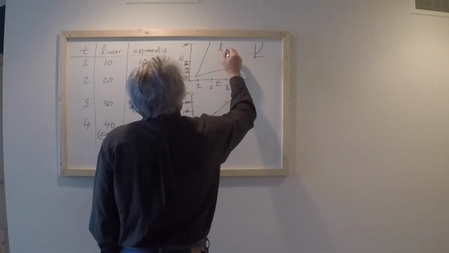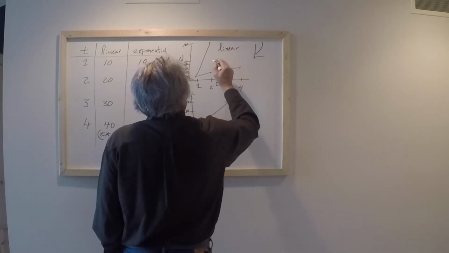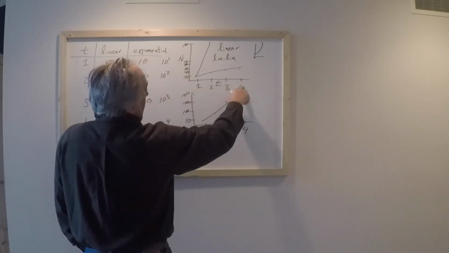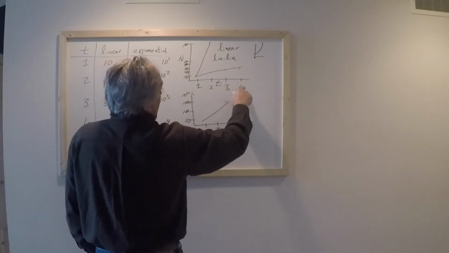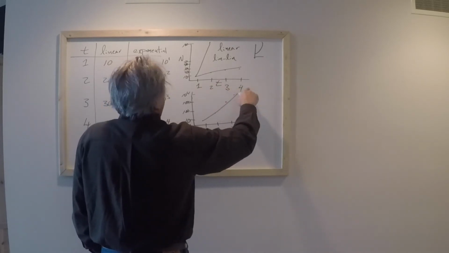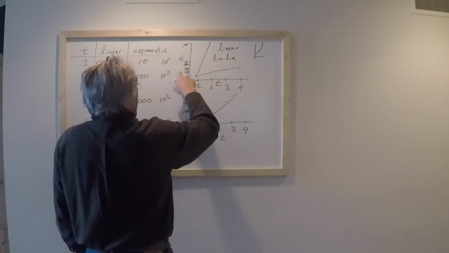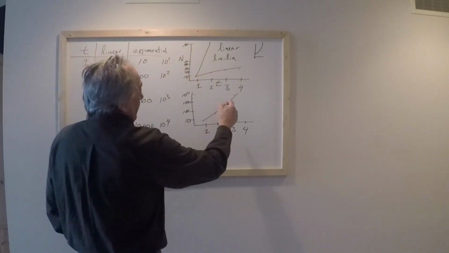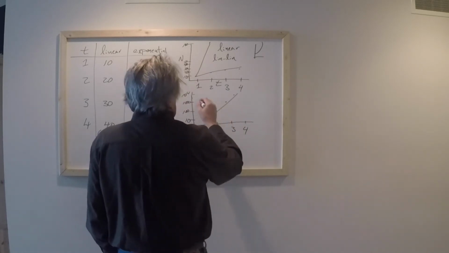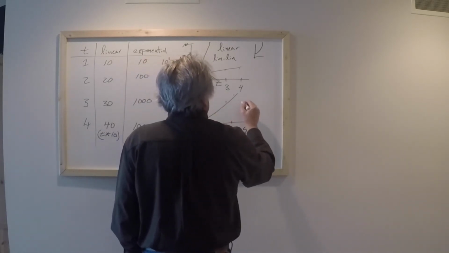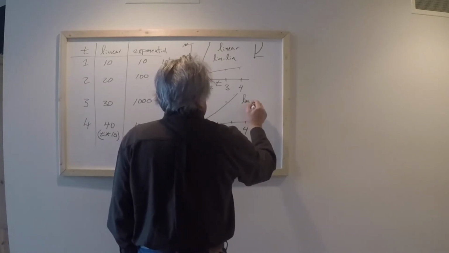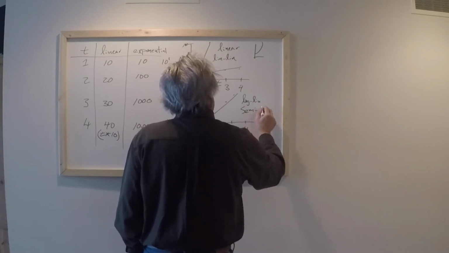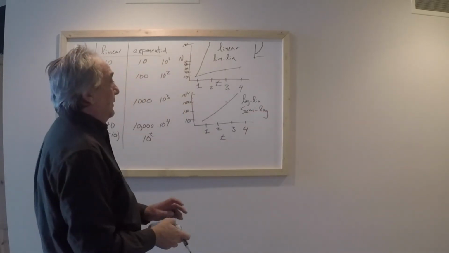So this is a linear plot, sometimes called lin, because linear, same increment here, plus 1, plus 1, plus 1, plus 1, and same increment here, plus 10, plus 10, plus 10, plus 10. This one is sometimes called log-lin, sometimes it's called semi-log.